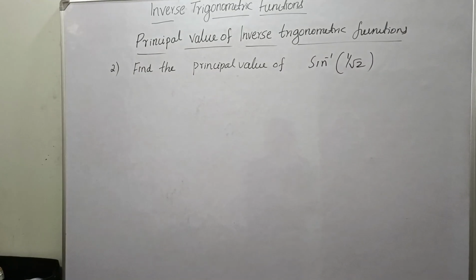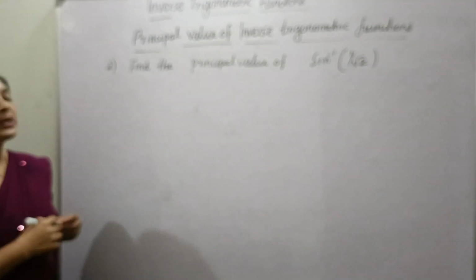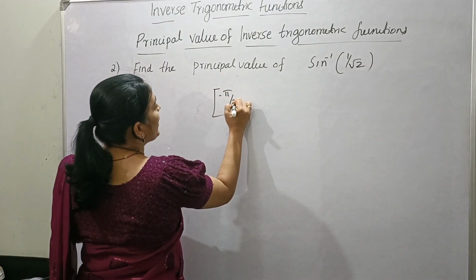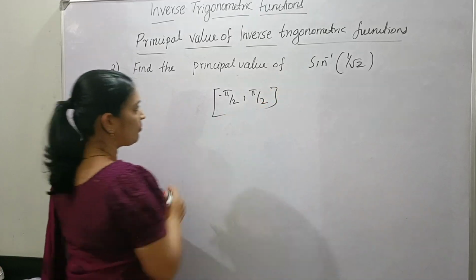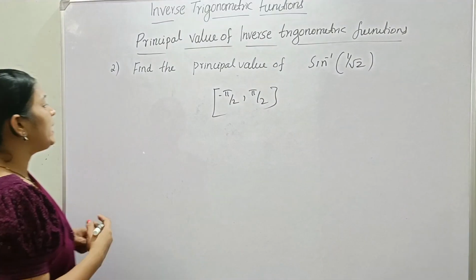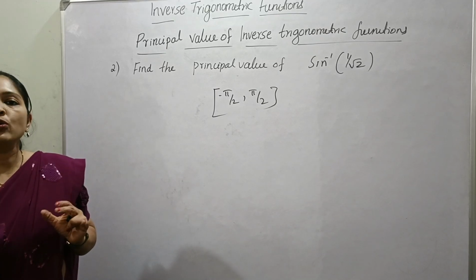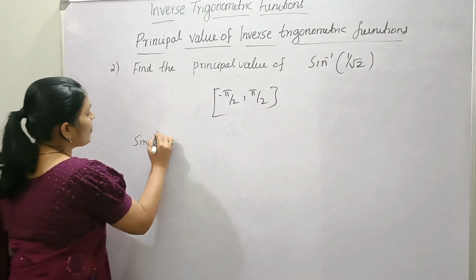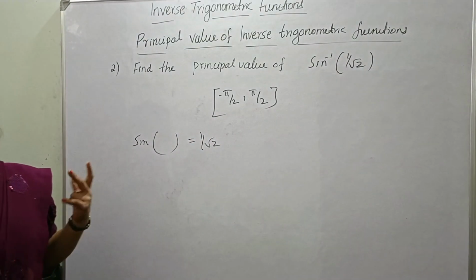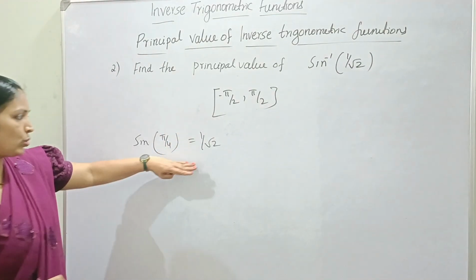Look at the next question. Find the principal value of sine inverse of 1 by root 2. We have principal value branch of sine inverse function is the closed interval minus pi by 2 to pi by 2. Right? So here we have to find what is sine inverse of 1 by root 2. That means sine of which unknown value is 1 by root 2. From the trigonometric table, we have sine pi by 4 is 1 by root 2, right? Sine pi by 4 is 1 by root 2.